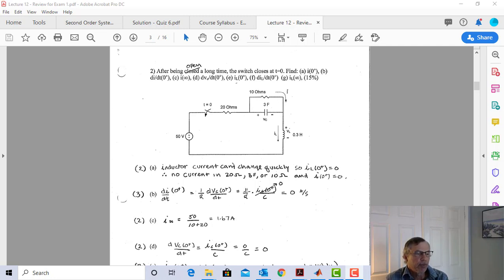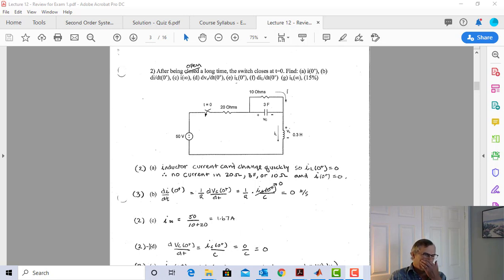So that's going to be 1 over R times IC over C, because remember I is equal to C dV dt. And we know that the capacitor current at time equals 0 is equal to 0. So we have 0 amps per second right here.